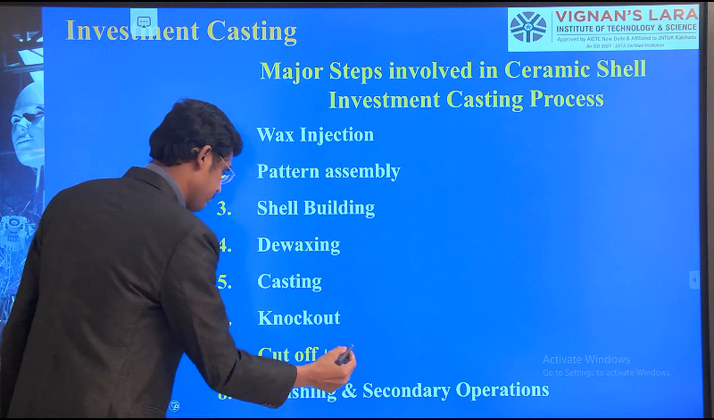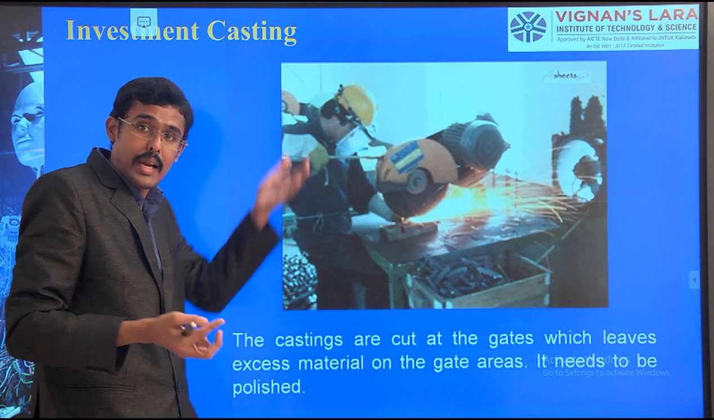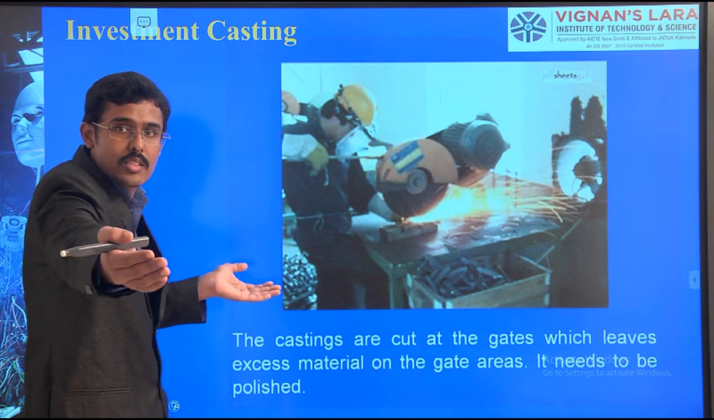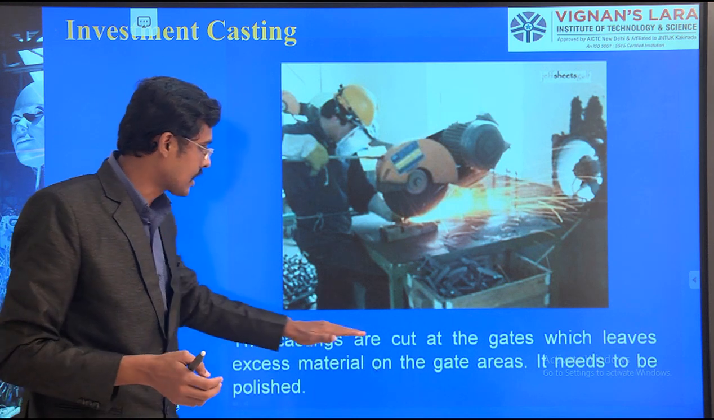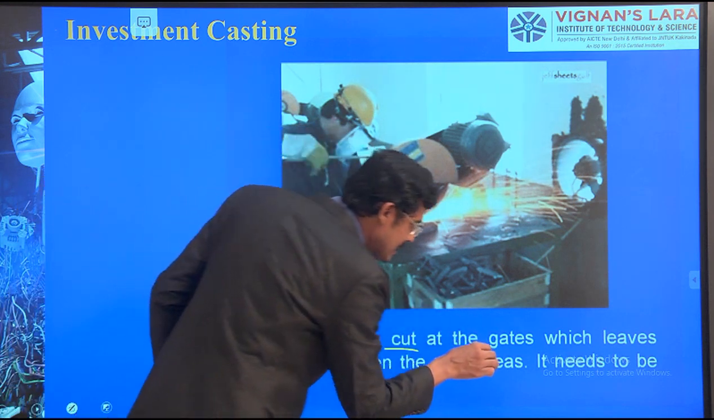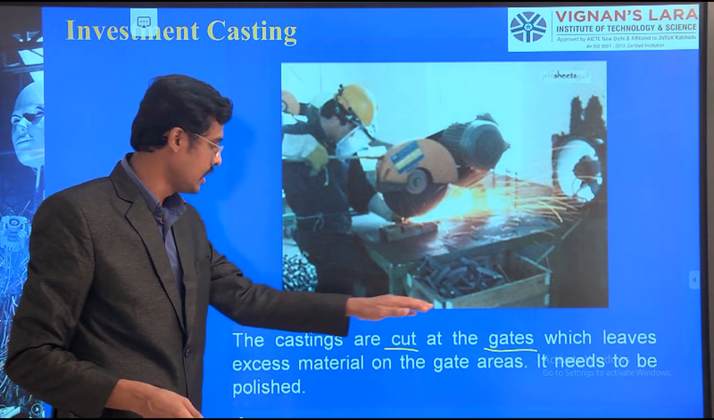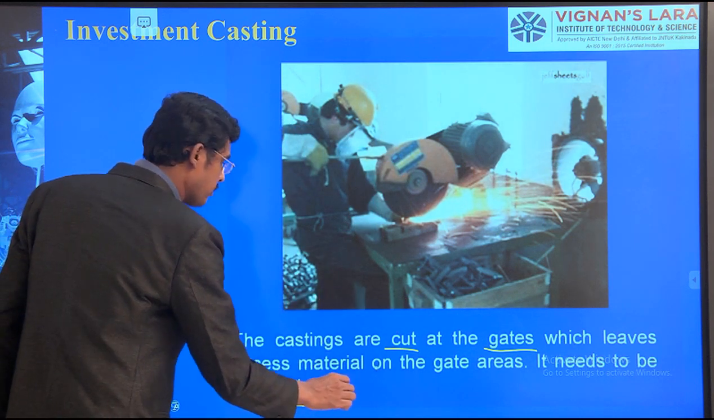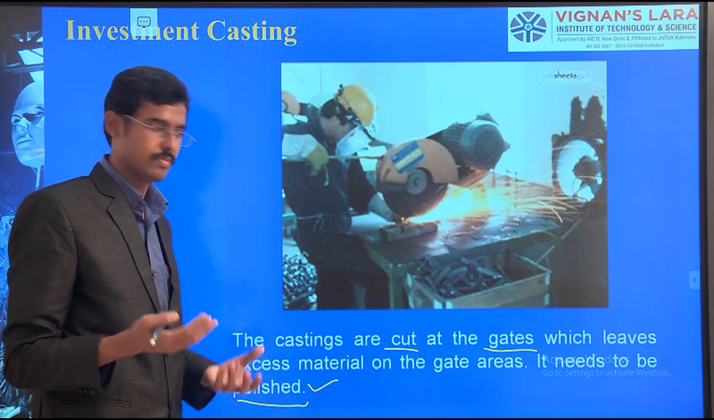Now the cutoff. What am I doing now? Multiple pattern assemblies we have done, hundreds of them. We need to cut now. The castings are cut at the gates, which leaves excess material on the gate areas. It needs to be polished, and again if needed we can do polishing. The part is ready now.